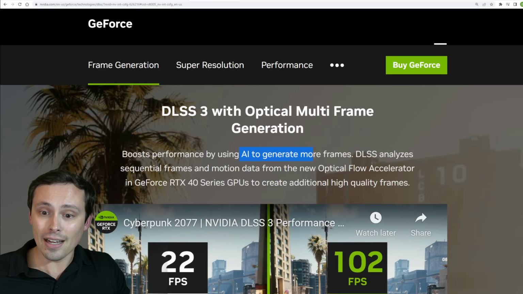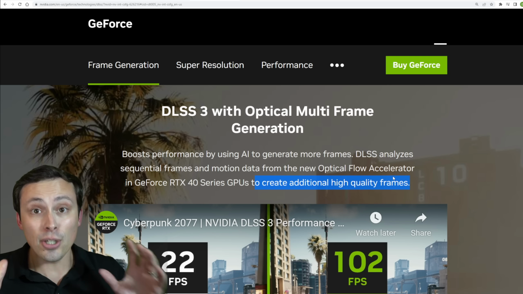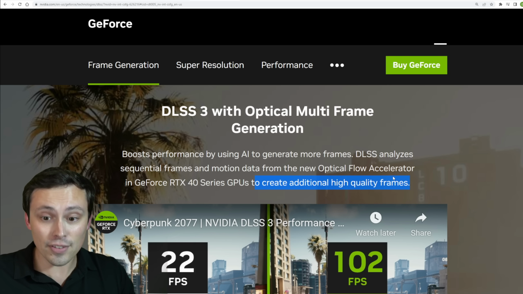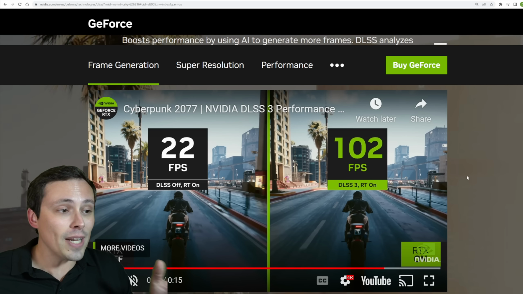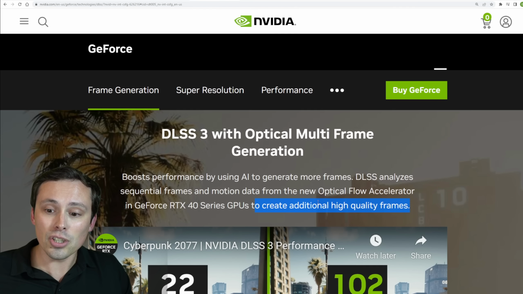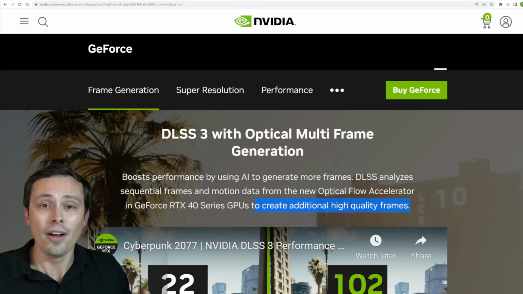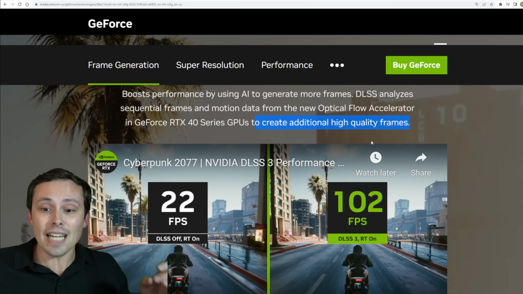It boosts performance by using AI to generate more frames, not just upscale frames, to generate new frames. By analyzing sequential frames and motion data from the new optical flow accelerator in the 40 series GPUs, again, to create additional frames. This is huge if it actually looks good. If this works well, this is literally insanity in terms of what this could do. Because this would actually relieve CPU bottlenecks, because even if the game engine is limited by your CPU, these additionally created frames are happening on the tensor cores on the GPU and created by the DLSS algorithm, not by the game engine. So that is absolutely insane.